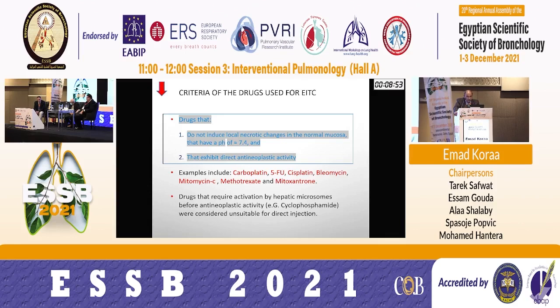And also drugs must be chosen that exhibit direct anti-neoplastic activity. They do not need the liver to be activated. Examples include carboplatin, 5-fluorouracil, cisplatin, bleomycin, mitomycin, methotrexate, and mitoxantrone. Drugs that require activation by hepatic microsomes before antineoplastic activity, such as cyclophosphamide, were considered unsuitable for this direct injection.